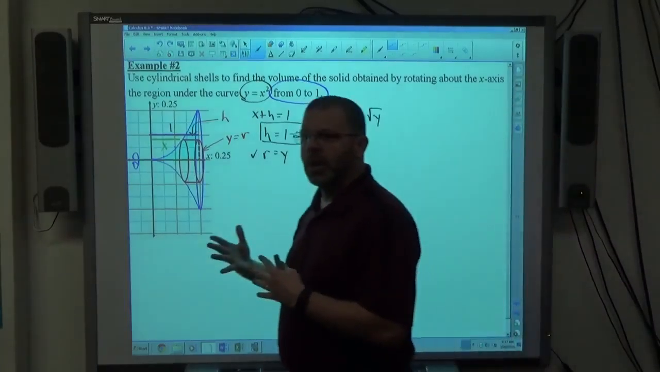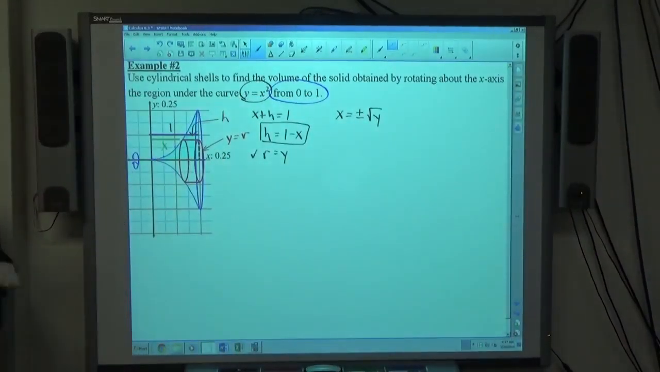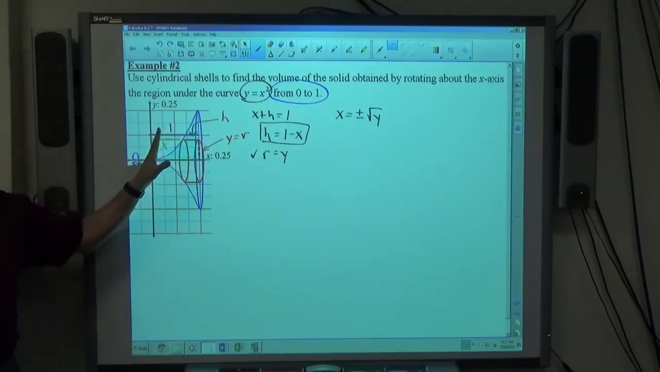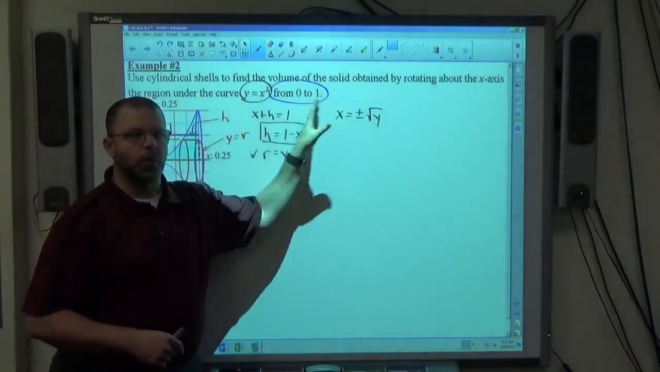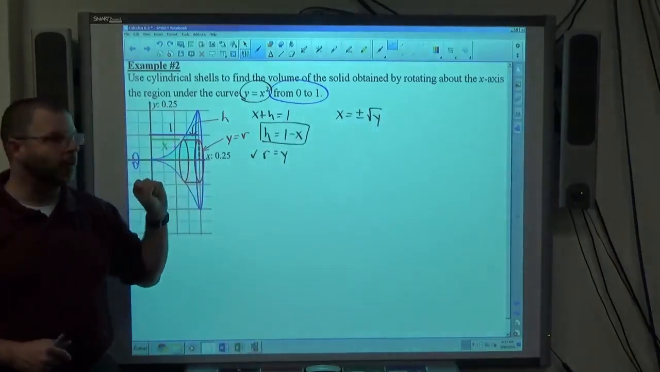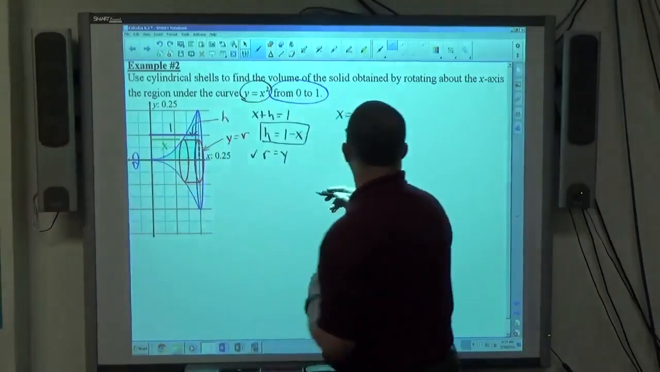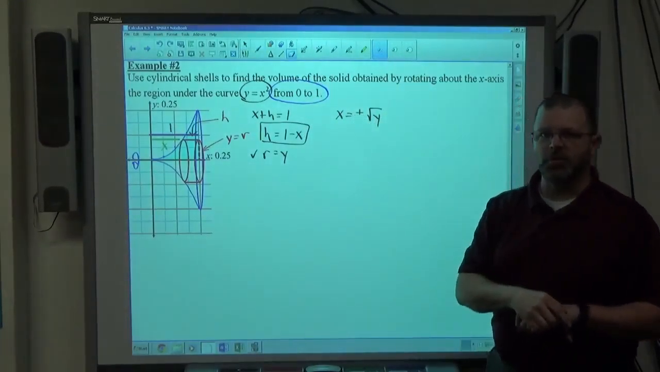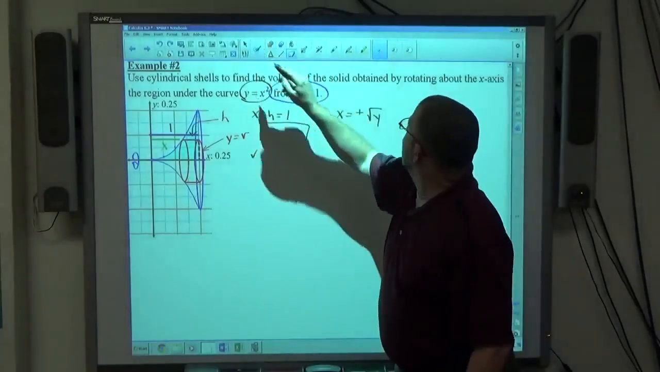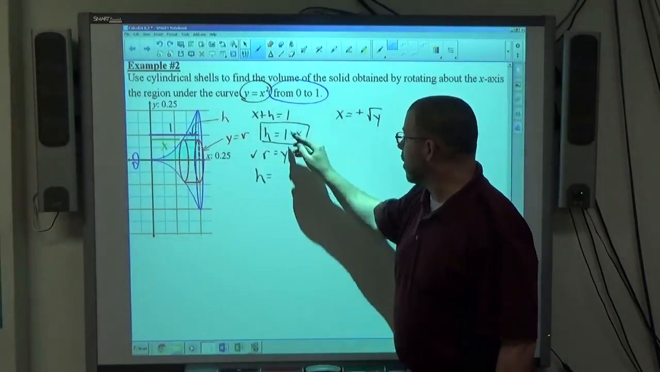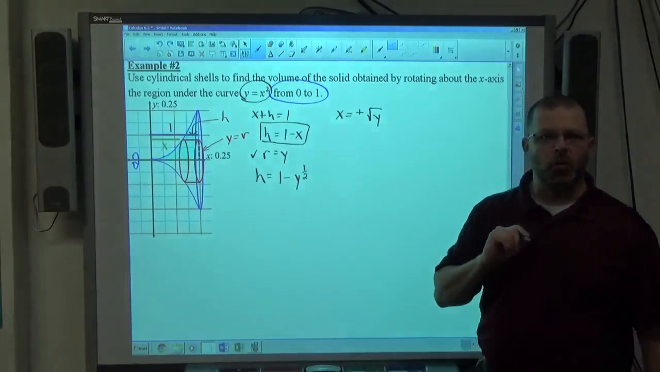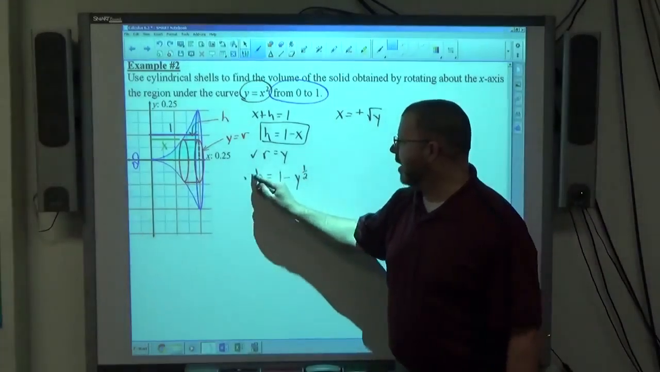So then we have to look at our region to establish which one we want to pick. The region is in the first quadrant, the x values start at positive 0 and they end up at positive 1. So everything's positive, right? We want x to equal the positive square root of y because we're taking the positive values of x there. So even though x could equal plus or minus the square root of y, we're going to throw out the negative because we're only dealing with positives in this problem. That changes h into, instead of 1 minus x, it's going to be 1 minus the square root of y. And since integration is involved, I'm going to write y to the half power. So now the height is in terms of y.